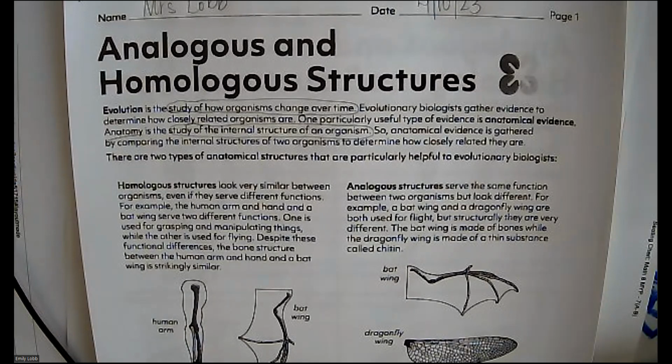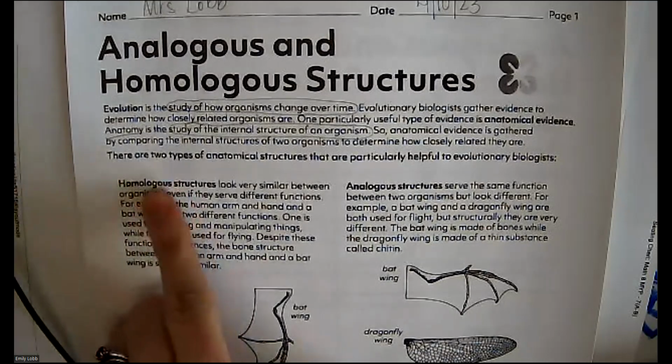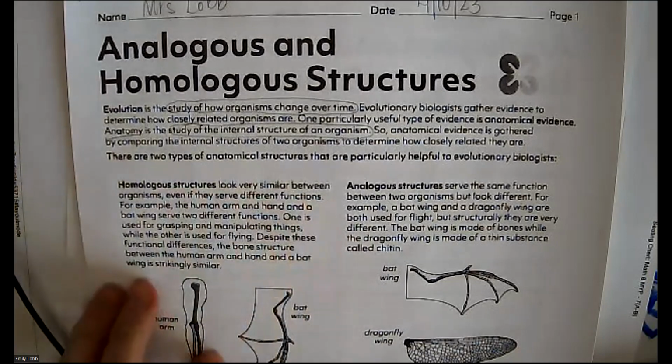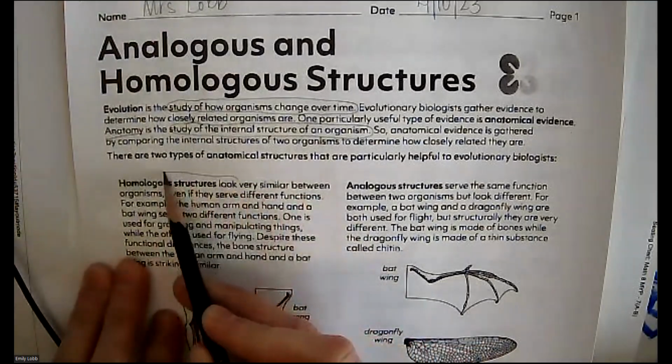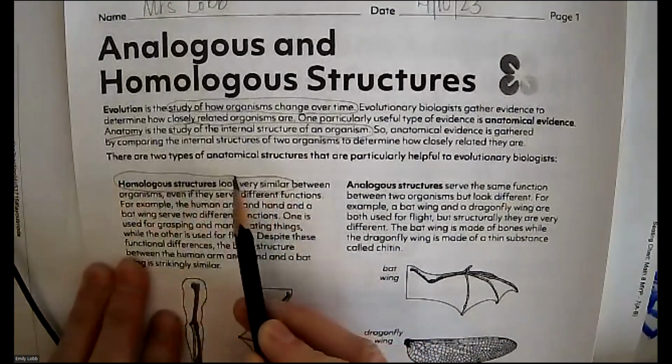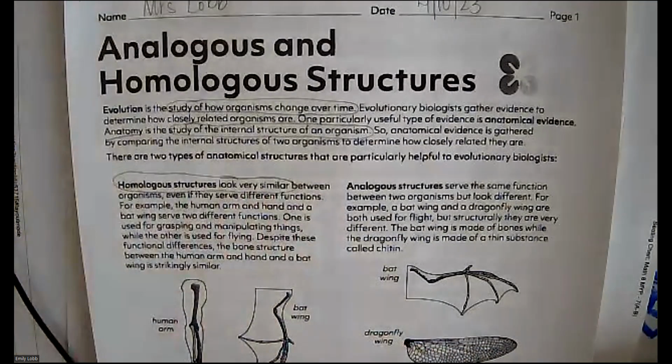Go for it. Homologous structures are very similar between organisms. So remember when we were talking about our chromosomes or our genes, our genotypes, like when we had little l or big L, those were homologous. That homo means the same. So the same structures look very similar between organisms. This has to do with looking very similar. Sometimes they serve different functions though.